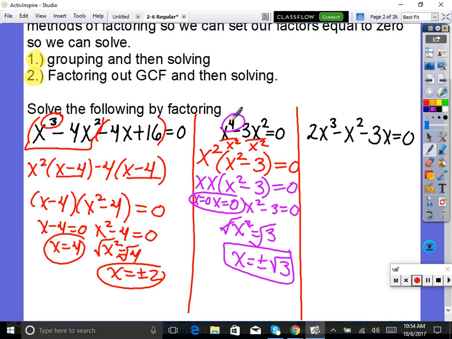Okay, let's do this one. What method? Is it grouping? No, because there's not 4 terms. Greatest common factor, pull out what? Pull out an x, so then write what you have left over, divide by x, divide by x, divide by x. 2x squared minus x minus 3 equals 0.